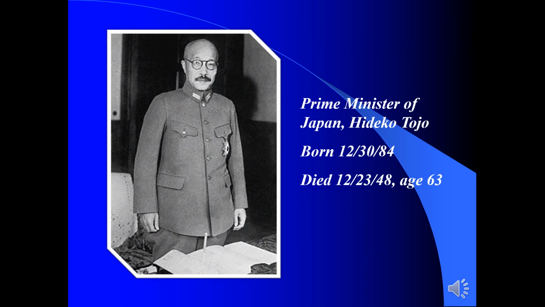The Prime Minister of Japan was Hideki Tojo. He was 55 in 1941. Hideki Tojo was a general in the Imperial Japanese Army and the 40th Prime Minister of Japan. He served as Prime Minister during much of World War II, from October 18, 1941 to July 22, 1944. He was sentenced to death for war crimes after the war and executed by hanging.